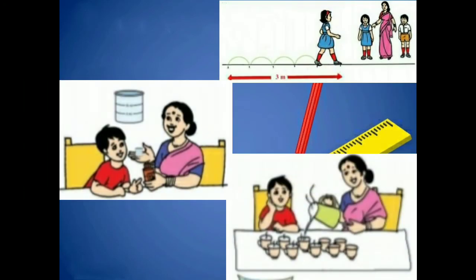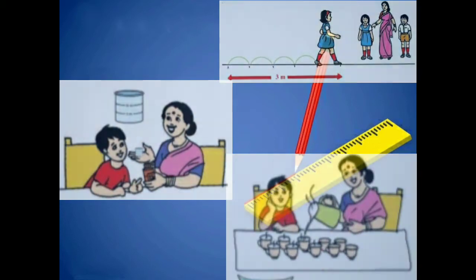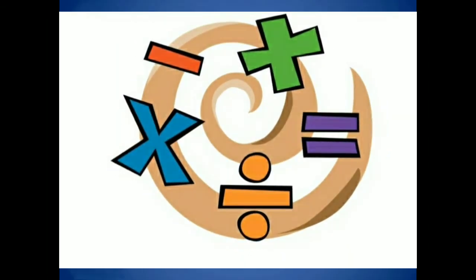Now we use the units meter, gram, and liter every day to measure length, mass, and capacity respectively. While shopping, we use the units rupees and paise. We use the units like days, hours, and minutes to measure time. Let us see how to carry out basic operations like addition, subtraction, multiplication, and division using these units of measurement.